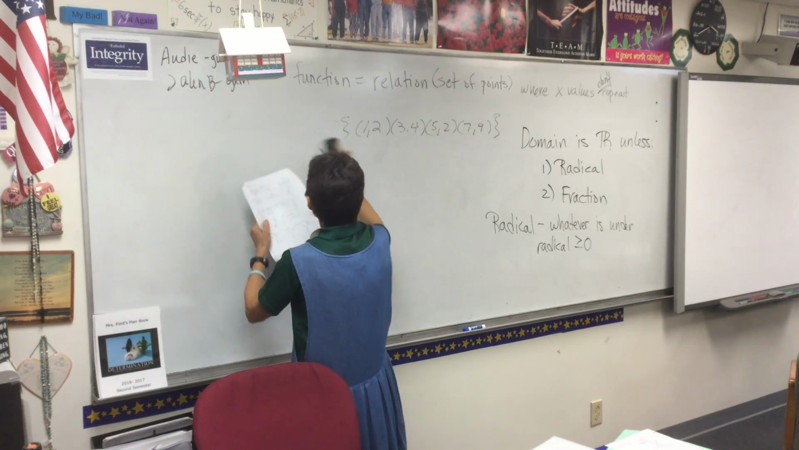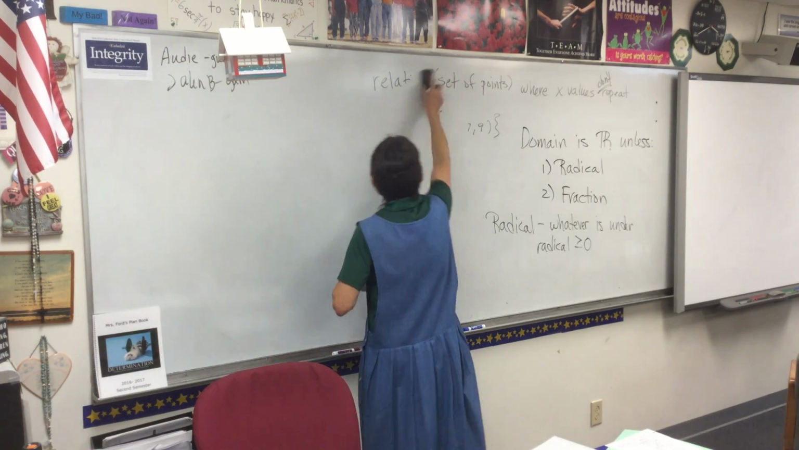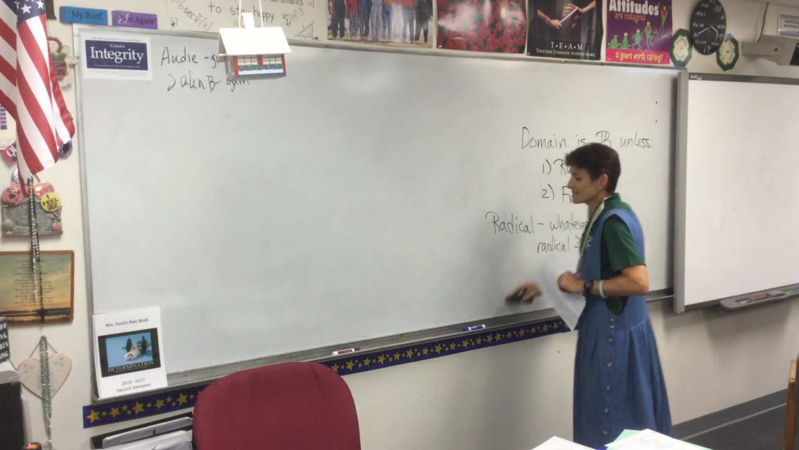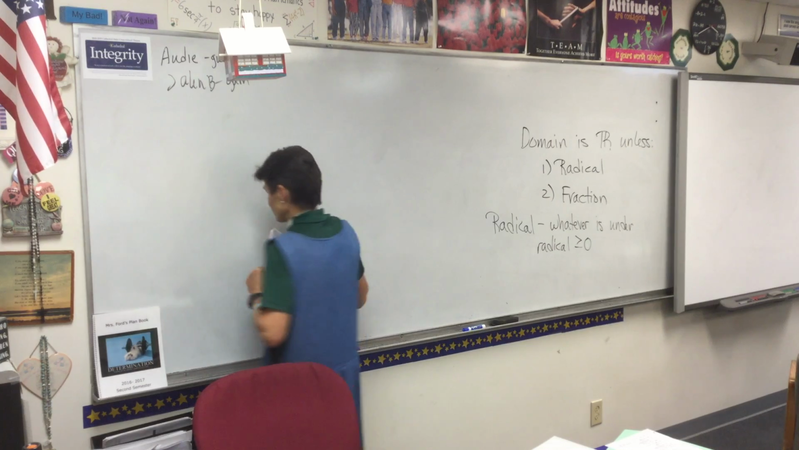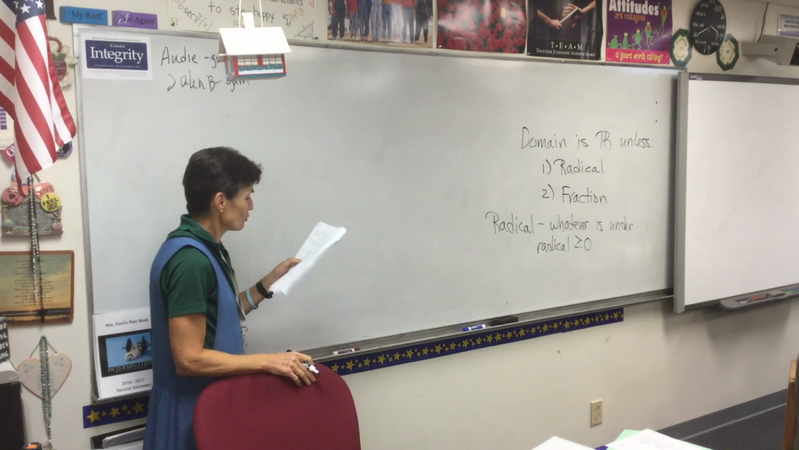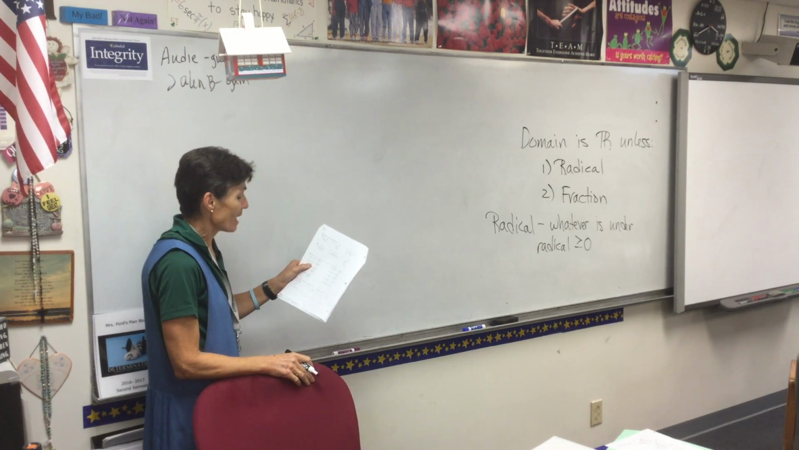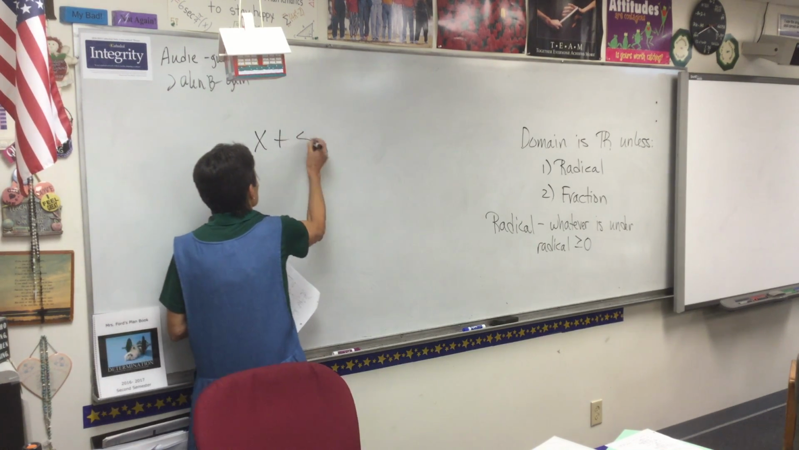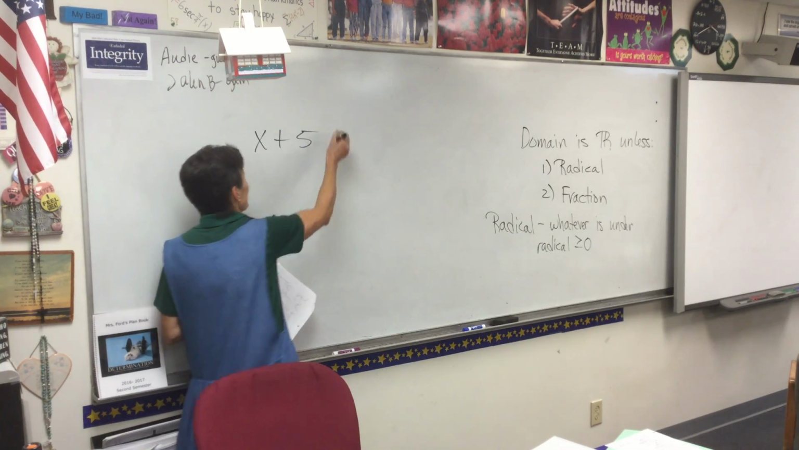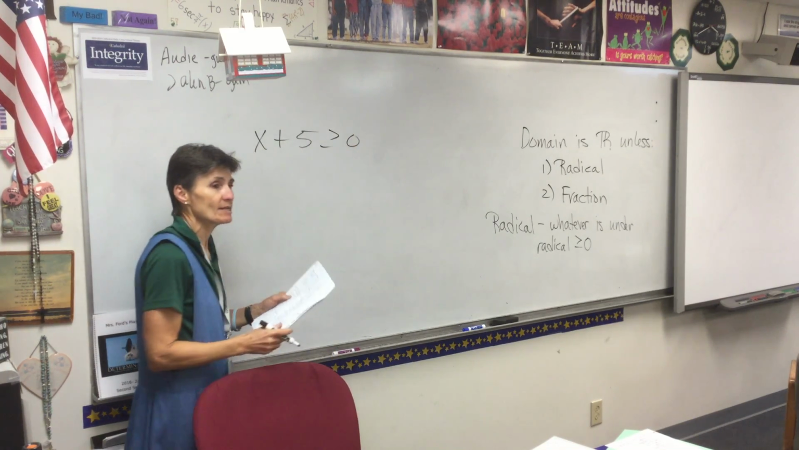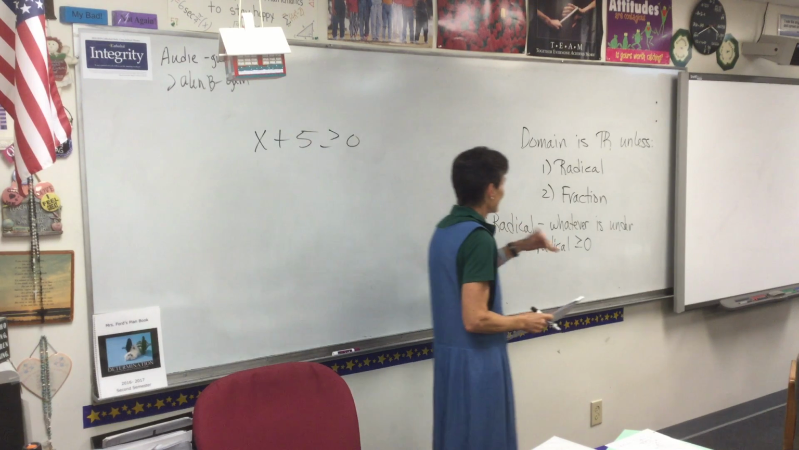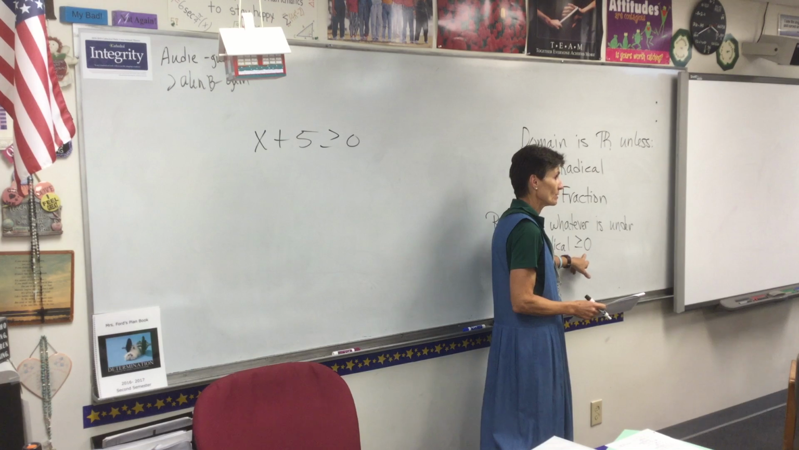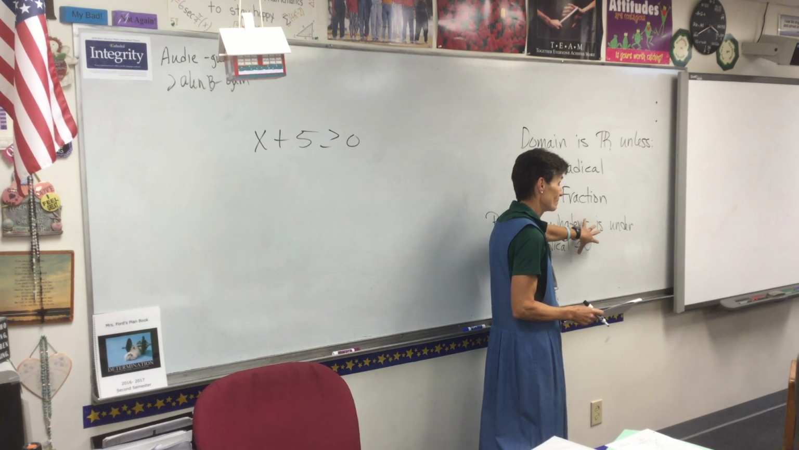So let's look at problem B. B has a radical, right? What is under the radical? Are you looking at the same problem I am? Yeah. What is under the radical? X plus 5. So x plus 5 has to be greater than or equal to 0. The rule says whatever is under the radical has to be greater than or equal to 0. You got to memorize this.